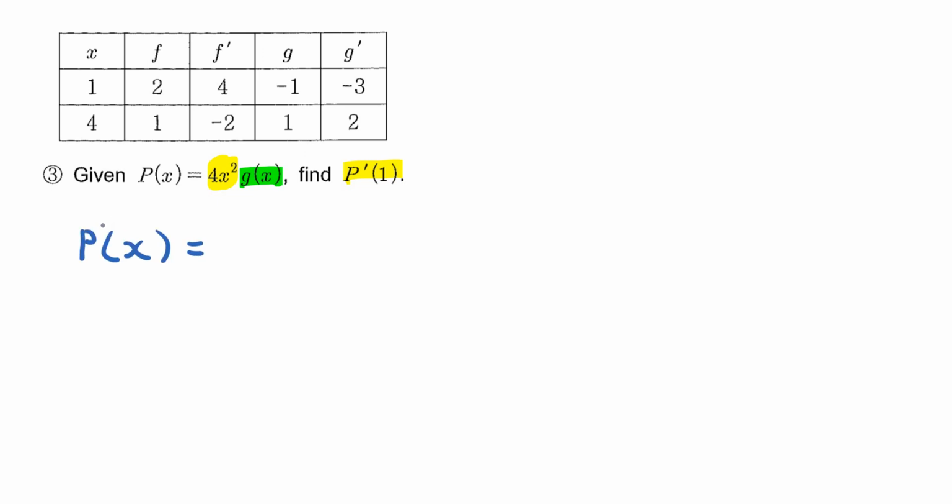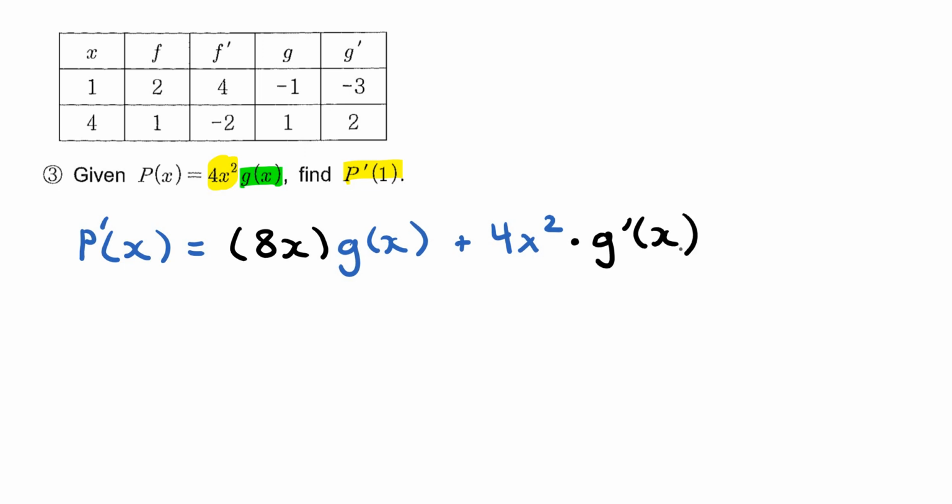So the derivative of p of x starts with the derivative of 4x squared. So that's going to be 8x times g of x, plus the first part, which is 4x squared, and then we multiply by the derivative of g of x, which is g prime of x. All right, so there's our derivative expression. And now we need to find p prime of 1.